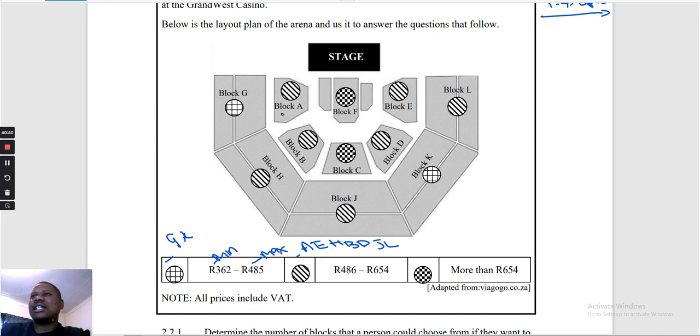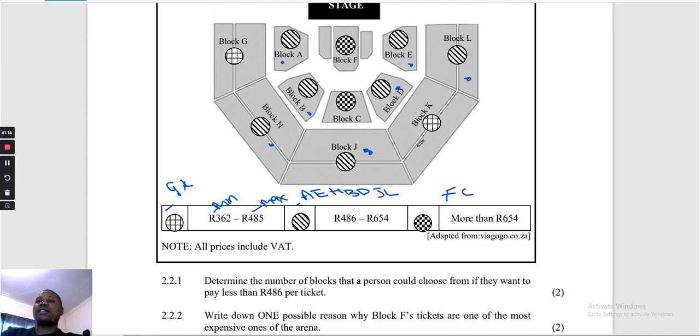It's A, E, B, D, J, H, and L. So it's 1, 2, 3, 4, 5, 6, 7. Then this one is F and C. F and C. Okay. Then they're telling you that all the prices include VAT.